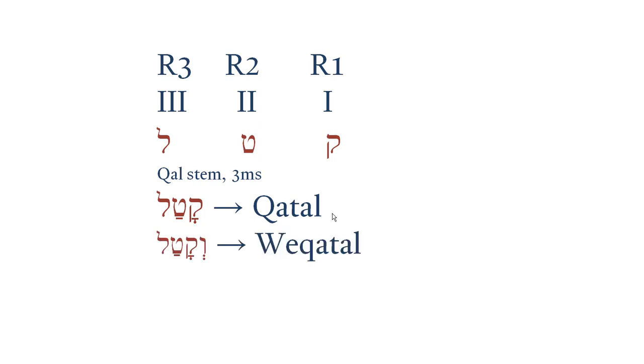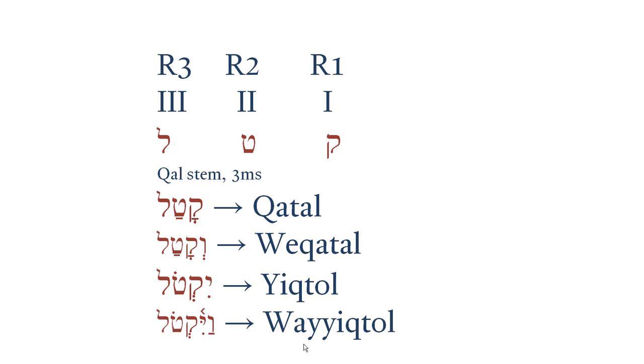The weqatal comes from when we put a waw or a vav in front of the qatal form. So we have weqatal. The yiqtol is the 3ms of this particular form, and it has a prefix. So you have this yod prefix, and then you have the holem as the vowel over the second root letter. So that's yiqtol, and that's where we get the name yiqtol for that form.